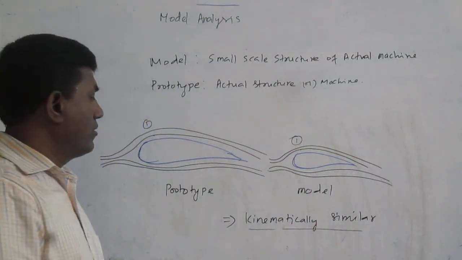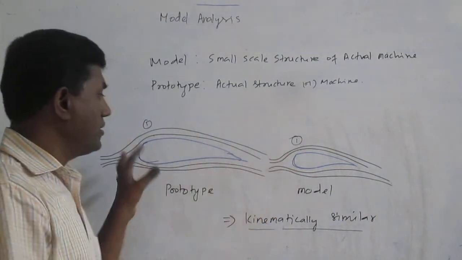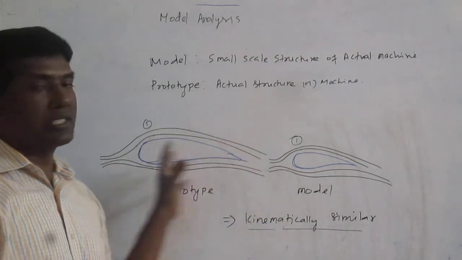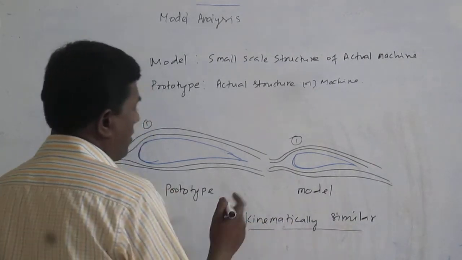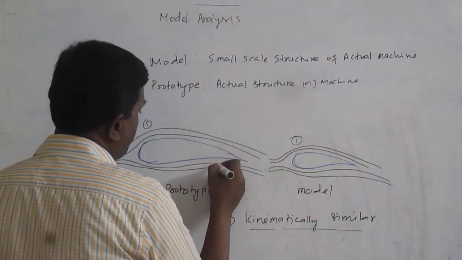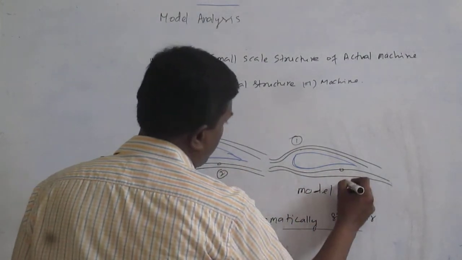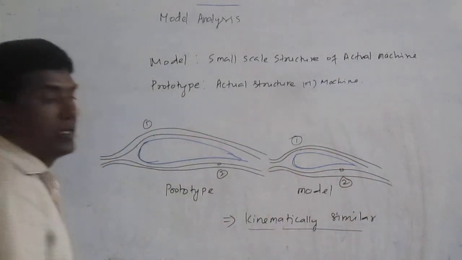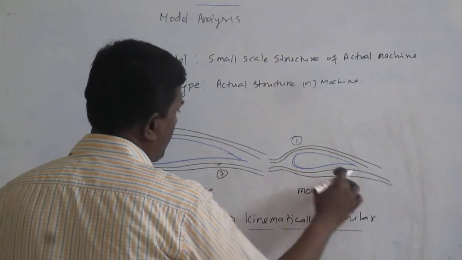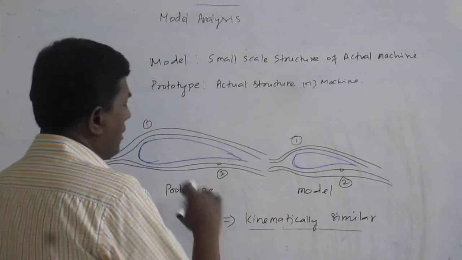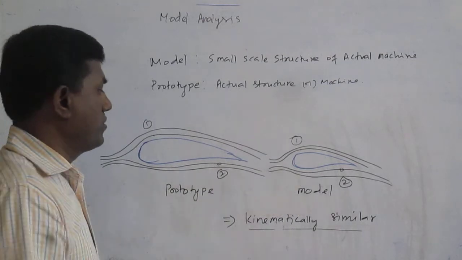It means whenever we have the kinematic similarity, geometric similarity is the necessary condition, and it is not just the sufficient one. It should be the necessary condition in order to have the kinematic similarity. So not only here, if I take another point here, this point also as 2, then both of them should have the same locations in prototype and model, should have the geometric similarity. Then only similar motions are maintained in prototype and model.